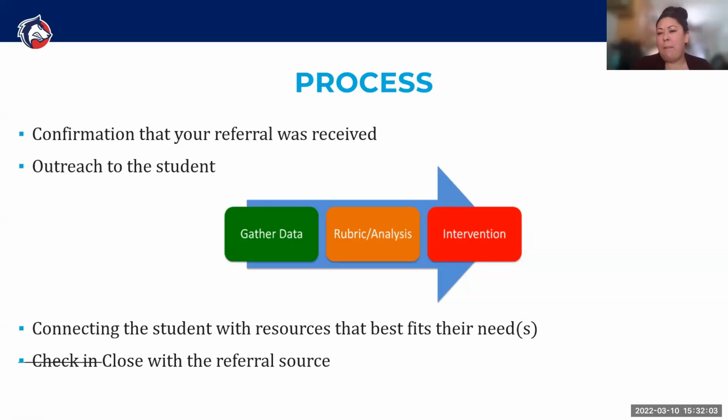Some people ask what happens when they submit a referral. When you submit a referral, you will get a confirmation that it was received. If you don't get a confirmation that it was received, you could reach out to someone on the PatCares team, myself, Bonnie Fruin. There's contact information on our webpage. Once you receive that confirmation from us that we received your referral, we also reach out to the student. Really, what we're trying to do is we're going to gather data, we're going to analyze that data, and then we'll intervene by connecting them to the appropriate resources, the appropriate offices.